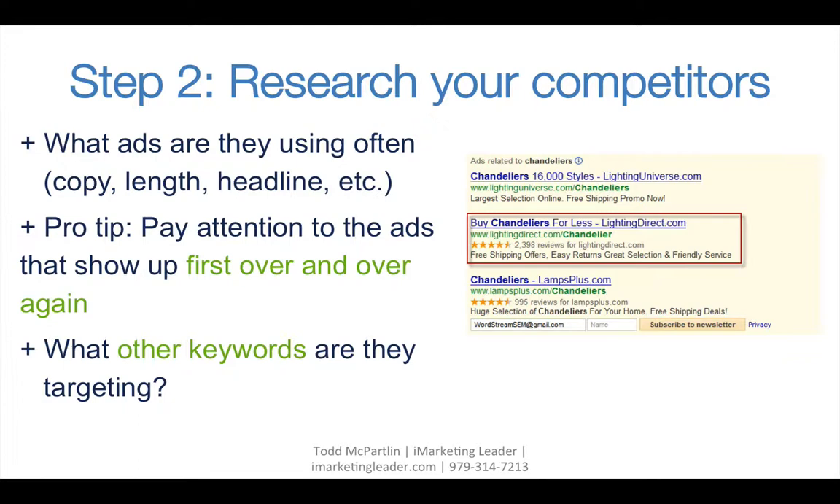So here's a tip: pay attention to the ads that show up first over and over again. They most likely have somebody doing their pay-per-click for them. If the ads are changing a lot and they keep showing up on the top, they're not doing the set it and forget it that a lot of small business owners do. You really need to pay attention when you're doing pay-per-click, and that's why a lot of small businesses fail at this. So if you're going to do it yourself, just pay attention, review it every single day, maybe even a couple times a day. And what other keywords are people likely targeting?